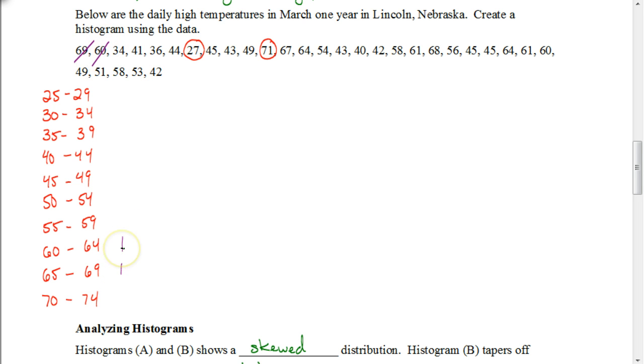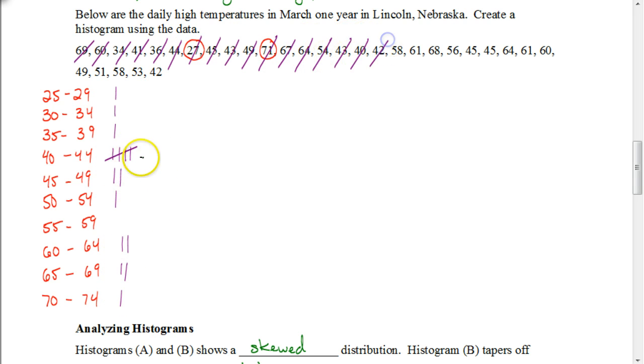60 would go in this bin. 34 would go in this bin. 41 would go in this one, and so on. Well, there, so your frequency should look something like this.